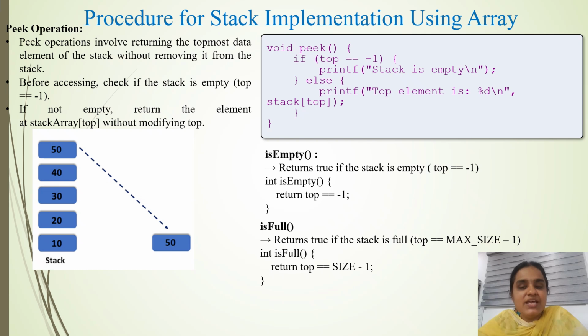Now let's move on to helper functions. There are two helper functions, isEmpty and isFull. Apart from the push, pop and peek operations, we often use these two helper functions to make our code clear. The isEmpty function simply checks whether the stack has any element. If top equals -1, it returns true, meaning the stack is empty. So before doing a pop or peek, we can call the isEmpty function to ensure the stack is not empty.